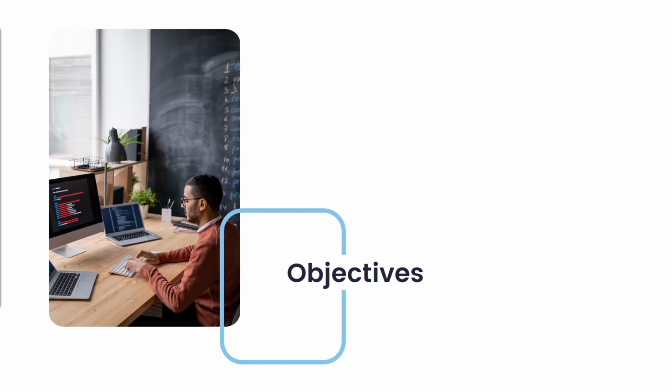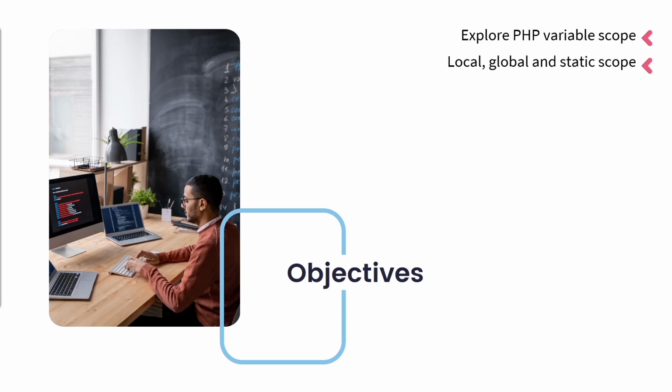Now, in today's lesson, we are going to cover the following topics. First, we'll explore the PHP variable scope in a bit of detail. Then we'll move on to understanding local, global, and static scope variables to distinguish the differences between how they work. And then lastly, we'll have a practical demonstration, as always, where I'll show you how we can work with local, global, and static scope variables.